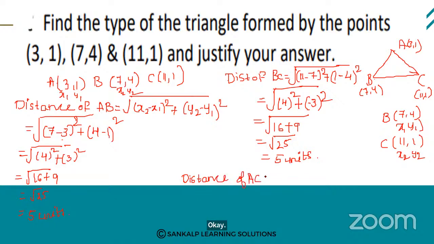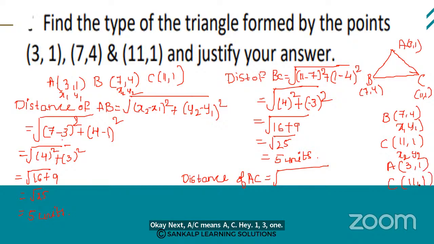AC means AC. A is 3, 1 and C is 11, 1. Okay, we call it as x1, y1, x2, y2.